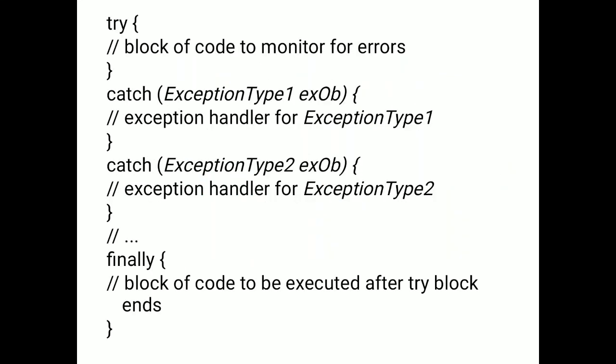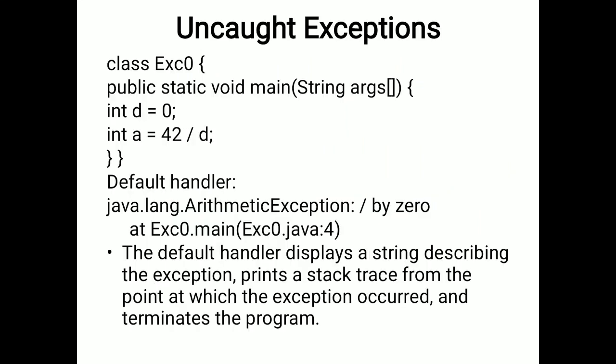Now this is the skeleton of exception handling. It starts with the try block. The purpose of this try block is to monitor for errors in that part of the code. Next it is followed by multiple catch blocks. Each catch block is a handler for a particular type of exception. Later it ends with the finally block, the code which you want to execute immediately after the try or catch block.